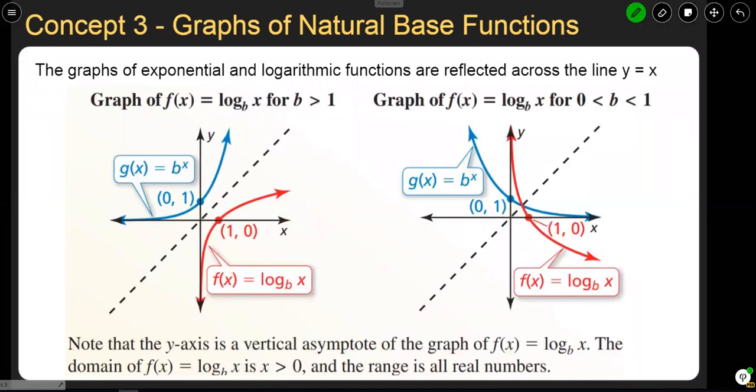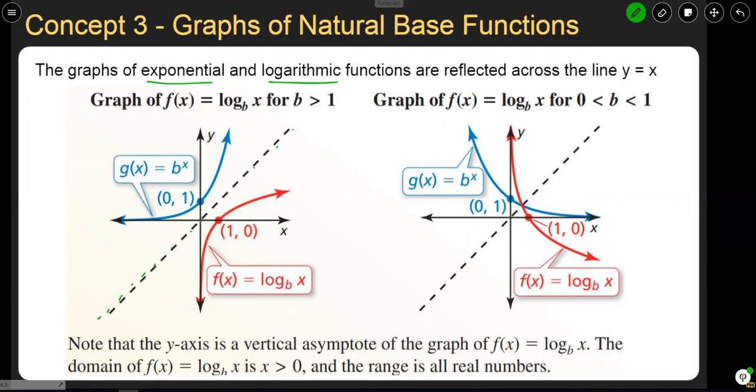other, and because they're inverses of each other, exponentials and logarithmic functions, they're going to be reflected over the line x equals y. Any function that's graphed with its inverse will be a mirror image of the inverse mirrored over that line x equals y.